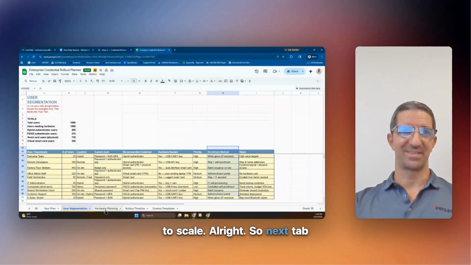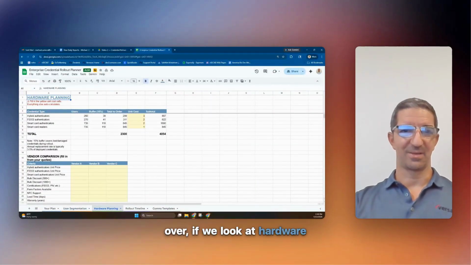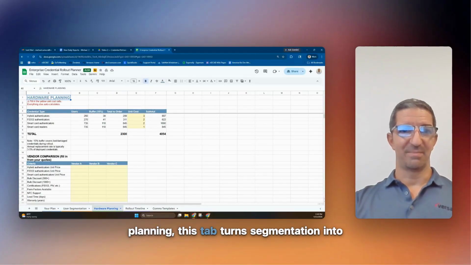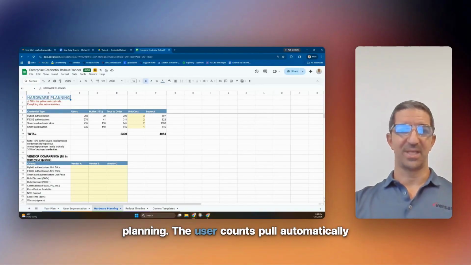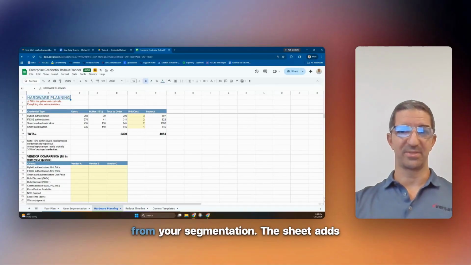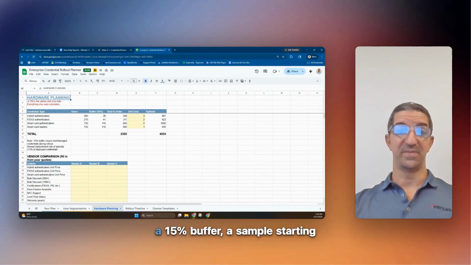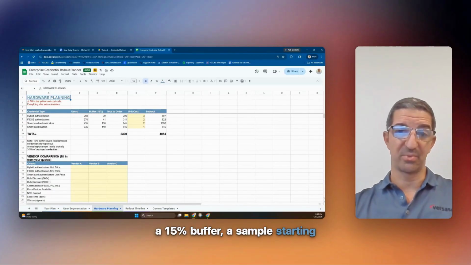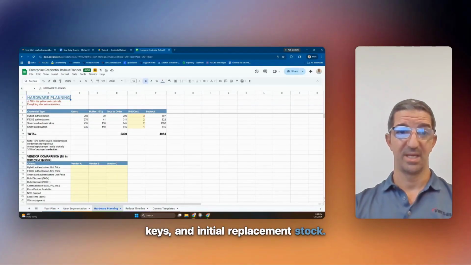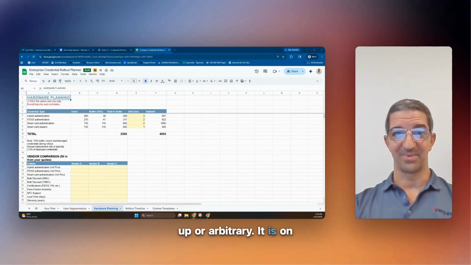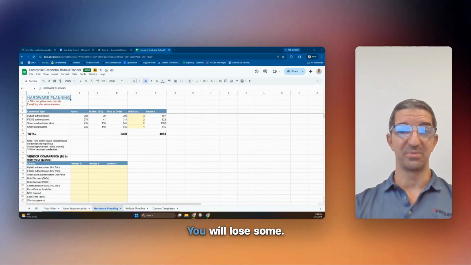All right, so next tab over, if we look at hardware planning, this tab turns segmentation into quantities, replacement stock, budget, and vendor planning. The user counts pull automatically from your segmentation. The sheet adds a 15% buffer, a sample starting point. That's your lost keys, damaged keys, and initial replacement stock. That 15% is not just made up or arbitrary. On a rollout of 1,000 credentials, you will lose some.